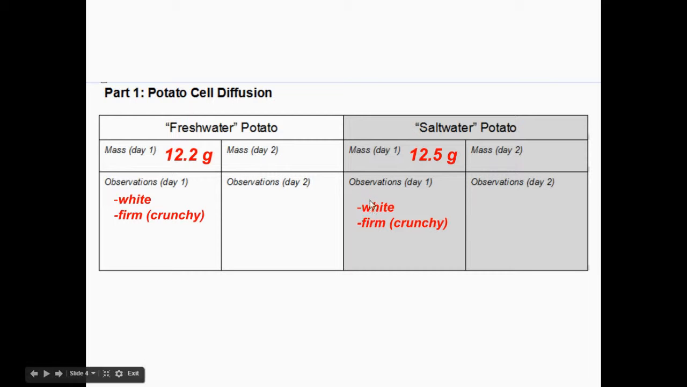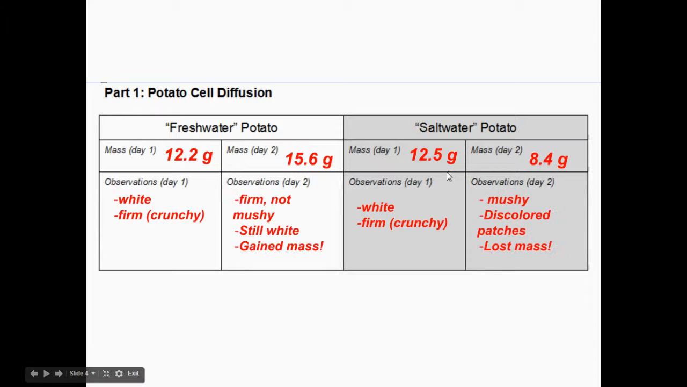Okay. Now, on day two, after 24 hours, one was sitting in fresh water, one was sitting in salt water. Here's what we saw. The freshwater potato, the mass changed to 15.6 grams. The saltwater potato, the mass went down to 8.4 grams. And what we also saw was that the freshwater potato was still pretty firm, not mushy, still white. It had gained mass. The saltwater potato was kind of mushy and it had discolored patches, kind of brown patches. It had lost mass. Kind of interesting.